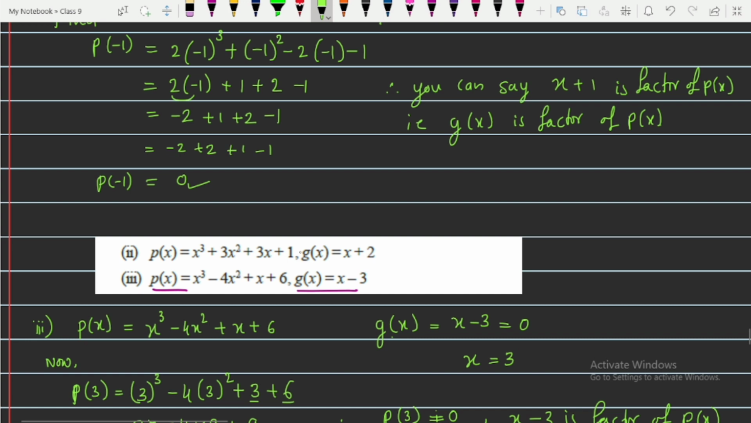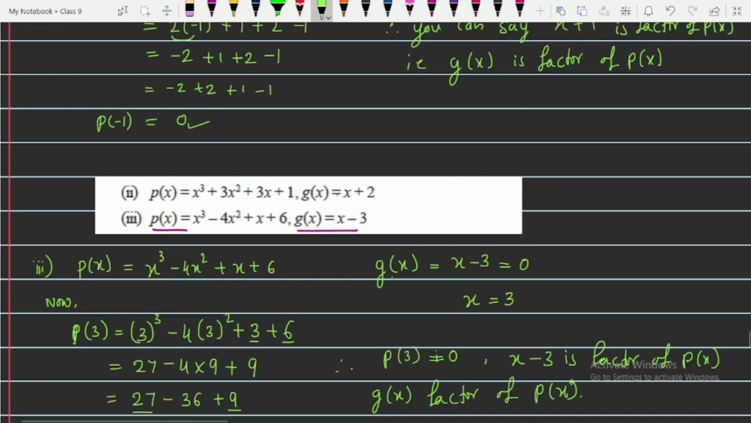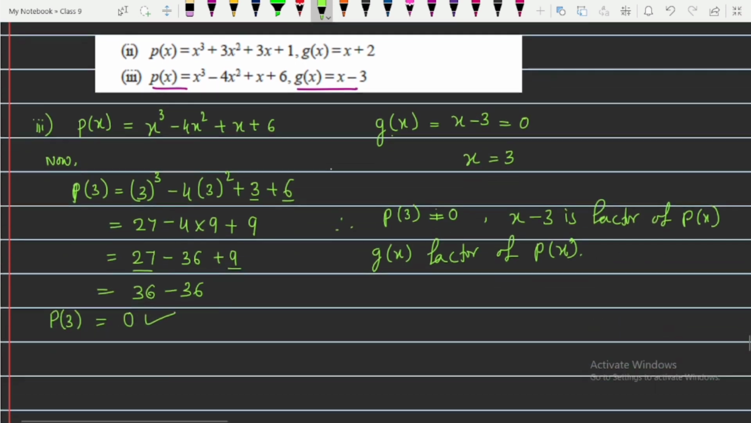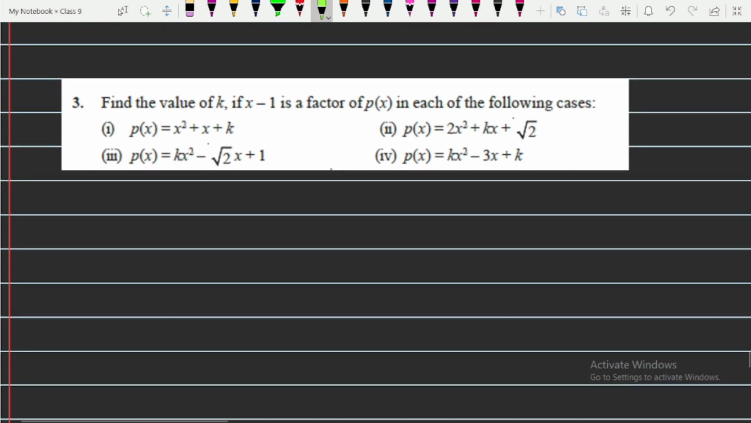Here in question number 2, you are going to take x plus 2 equal to 0, you will get x equal to minus 2. Now you find the p of minus 2. P of minus 2, if you get the answer as 0, then you can say that it is a factor, otherwise it is not a factor. Yes, okay. So now we will move to question number 3.